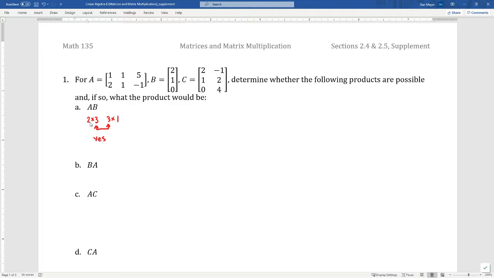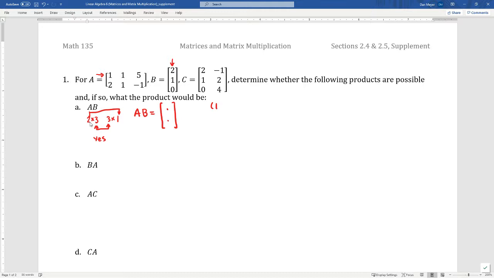The dimension of A times B is going to be a 2 by 1 matrix. So it's going to have 2 rows and 1 column, so it's just going to have these 2 entries here. The way that we're going to find those entries is we'll take the first row of A times the only column of B.